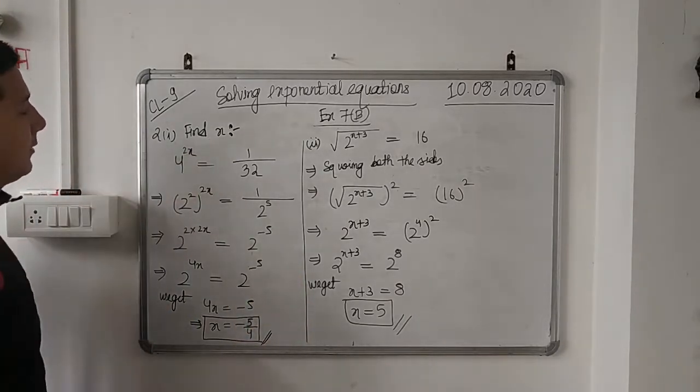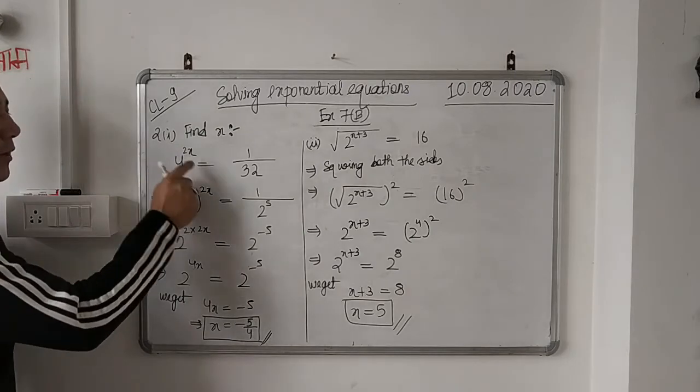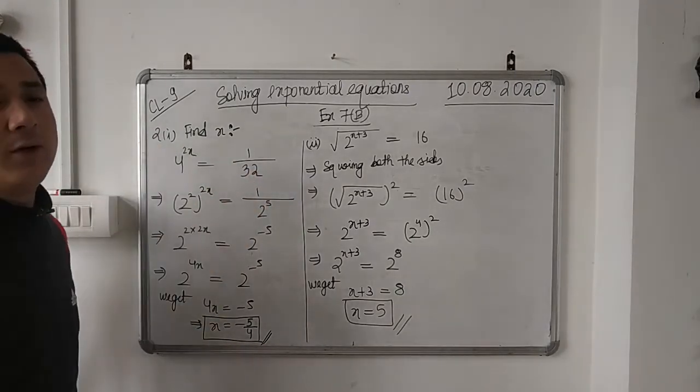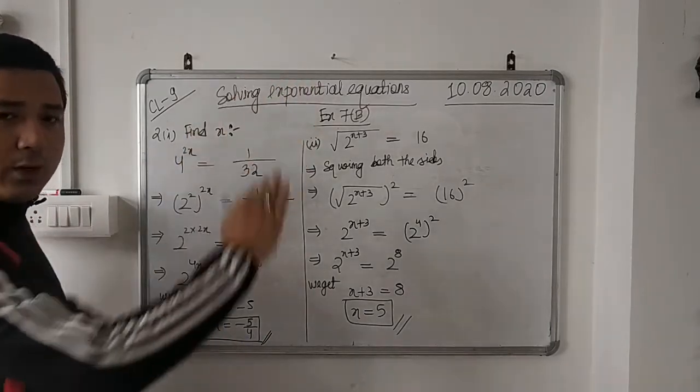Find the value for x. We are doing number 2. 4 to the power 2x is equal to 1 by 32. Now please bear in mind what you have to do. 4 to the power 2x, 1 by 32.